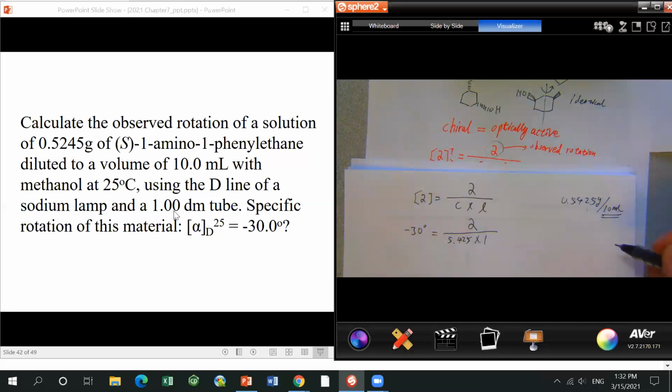Now we have all this information, and we need to get alpha. So alpha equals minus 30, put on the left, times 5.425, times 1. That comes out to about minus 162.75 degrees.